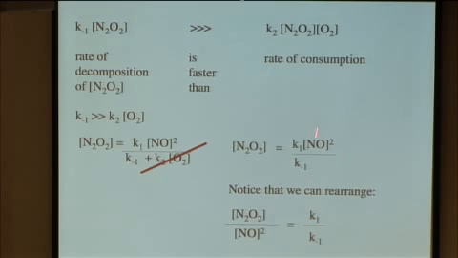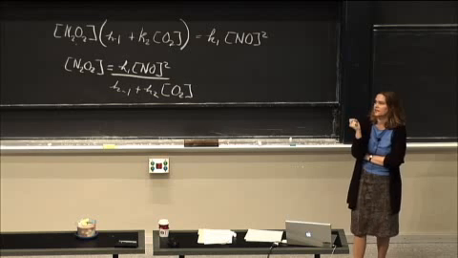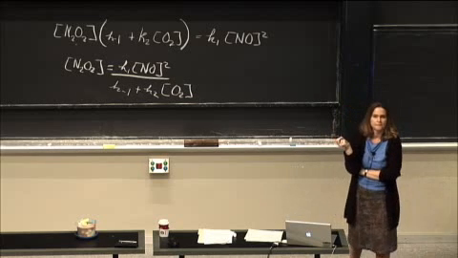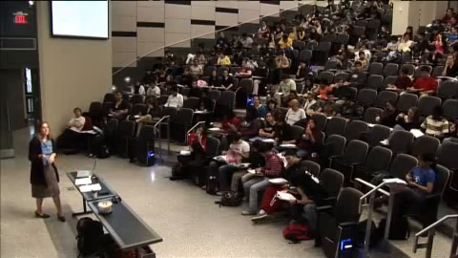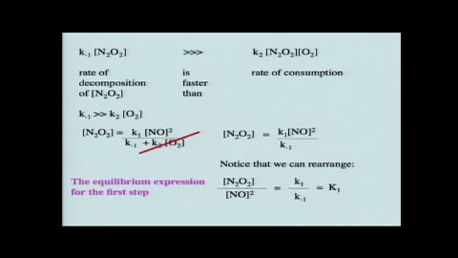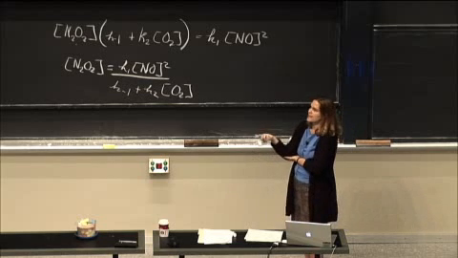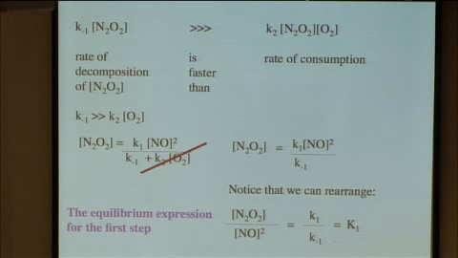We can also rearrange that and bring our concentration terms on one side. So we have our intermediate over our NO squared, and that now is going to be equal to k1 over k minus 1. What is little rate constant k1 over rate constant k minus 1? Big K, right. So that's another way of saying the equilibrium expression. So it's the equilibrium constant for the first step is equal to k1 over k minus 1.